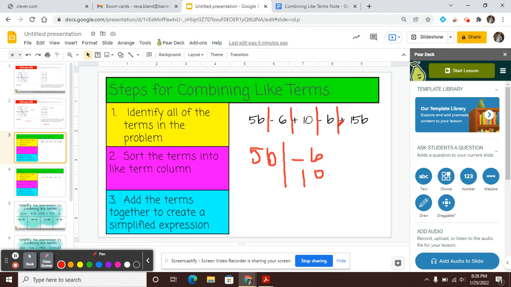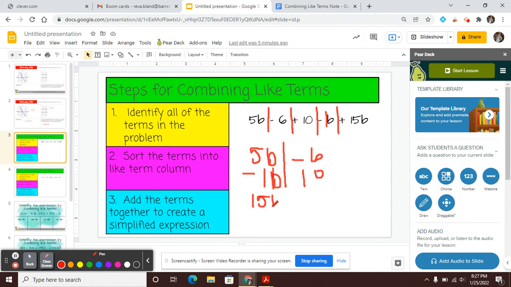My -b, remember that's -1b. If you're confused, you can put a 1 in front of it. That's going to be like my 5b because it has the same variable. So I'm going to put -1b here. And I'll tell you, one of the things that I do is I put that one there, because otherwise I'll forget that I'm adding that term together. So I make sure to include that. And the last term is 15b.